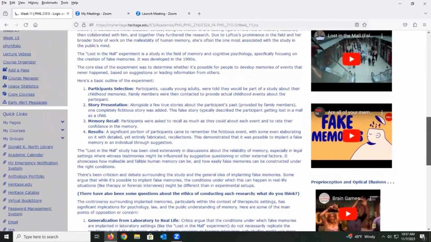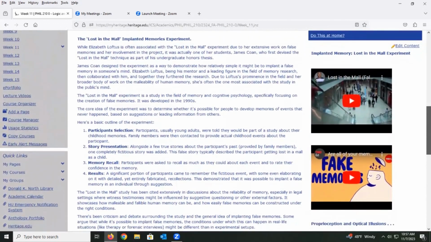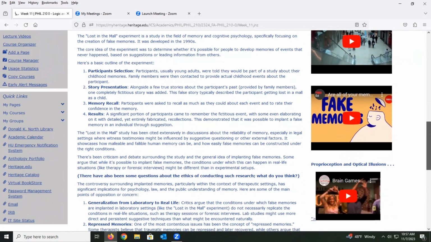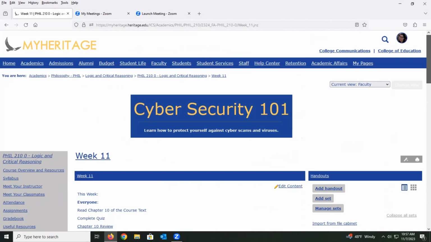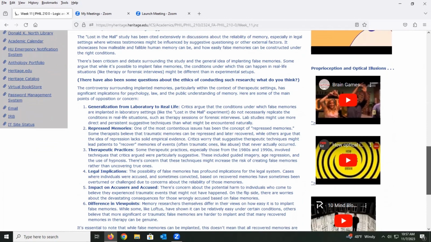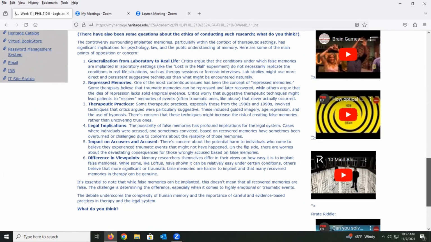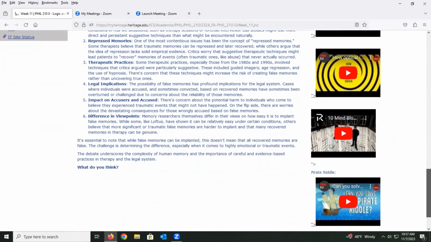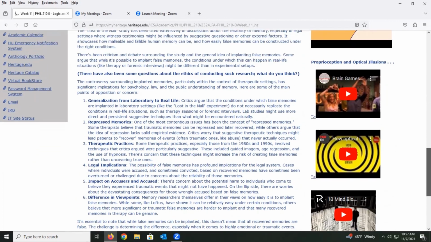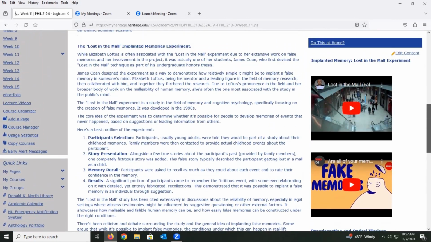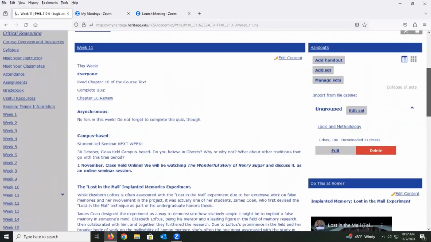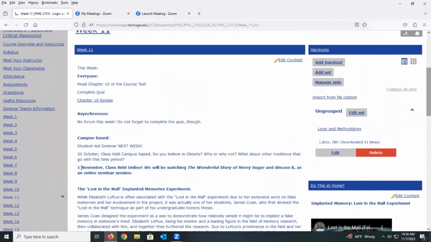But the constant remains our discussion of Lost in the Mall and Implanted Memories experiment. And we looked at some of the ethics surrounding that original experiment, how it was created and conducted. We looked at some of the implications of that research and whether or not we thought it was ethical, the study, the original study, whether we thought we'd get it through an institutional review board of today. Looked at those things a little bit.